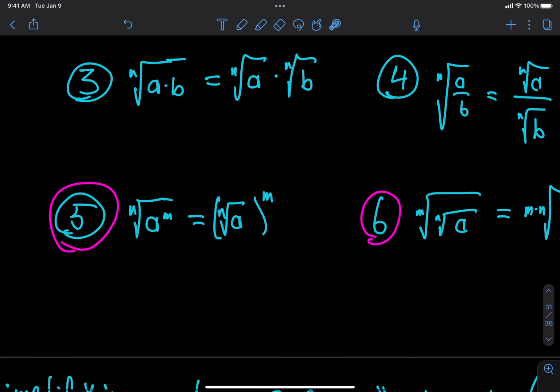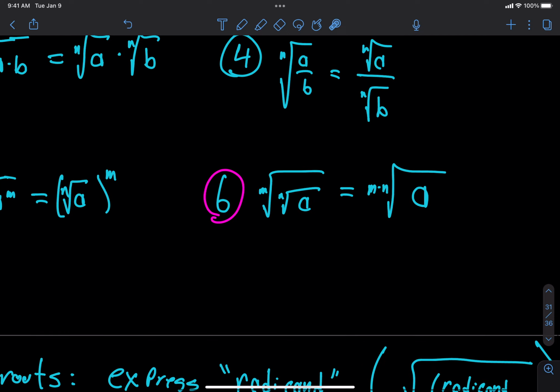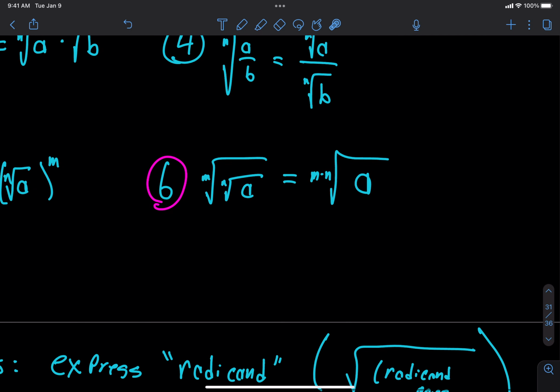Okay, so you can do them in any order that you want. And number 6 says, if I take the mth root of the nth root of a, then the way that we combine these is with multiplication. So this should remind you of when we do something like a to the m to the n, then we multiply those powers.